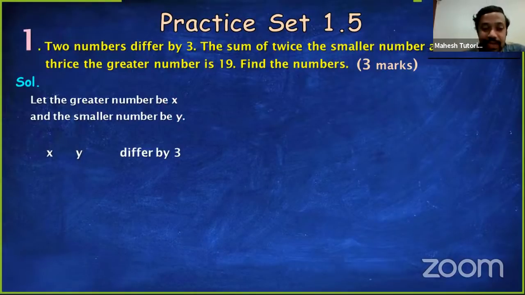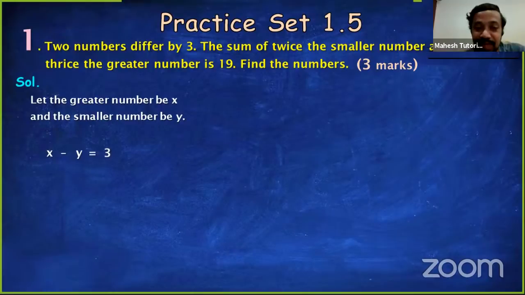Moving further, now the condition further states differ. Now students, remember, differ stands for subtraction. Differ stands for subtraction. All right, take care. Moving further, by 3. By 3 means, students, equal to 3. So now with this, I get the first equation according to the first condition.